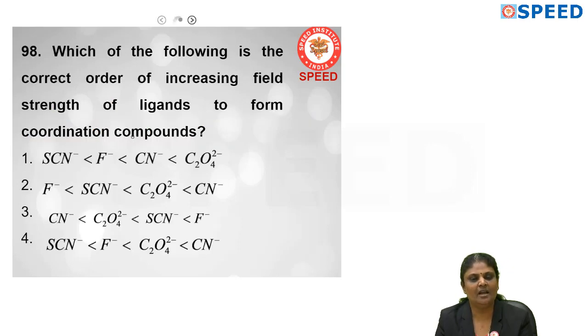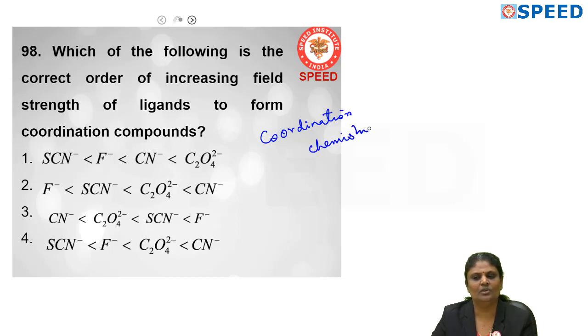And the 98th question is from coordination chemistry. I think this is the 12th chapter, coordination chemistry. So 2-3 questions are from coordination chemistry this year. Here some ligands are given: SCN minus, F minus, CN minus, C2O4 2 minus and so on. Which of the following is the correct order of increasing field strength?